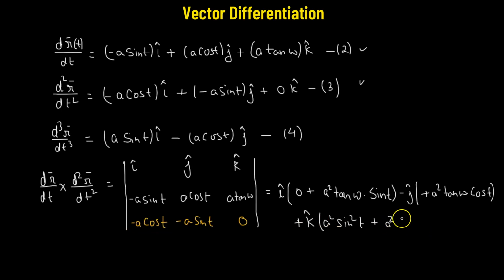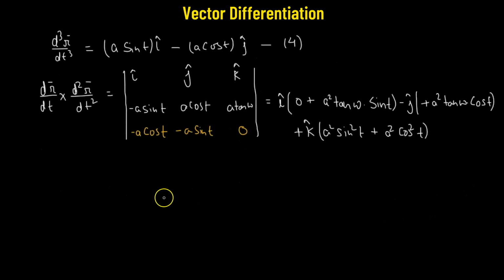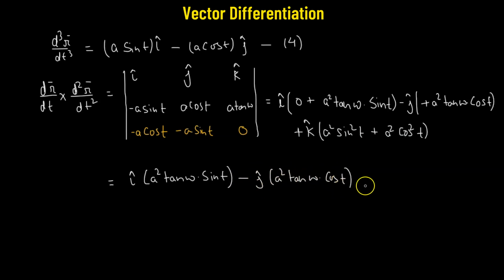So that will be positive a squared cosine squared t. Right. So let's rearrange it. So we have i cap, so that's a squared tan omega times sine t, minus j cap, so that's a squared tan omega cosine of t, plus k cap. Now here, if we take a squared as the common factor from these two terms, a squared would be multiplied to sine squared t plus cosine squared t, which is an identity with the value of 1. So we have a squared.